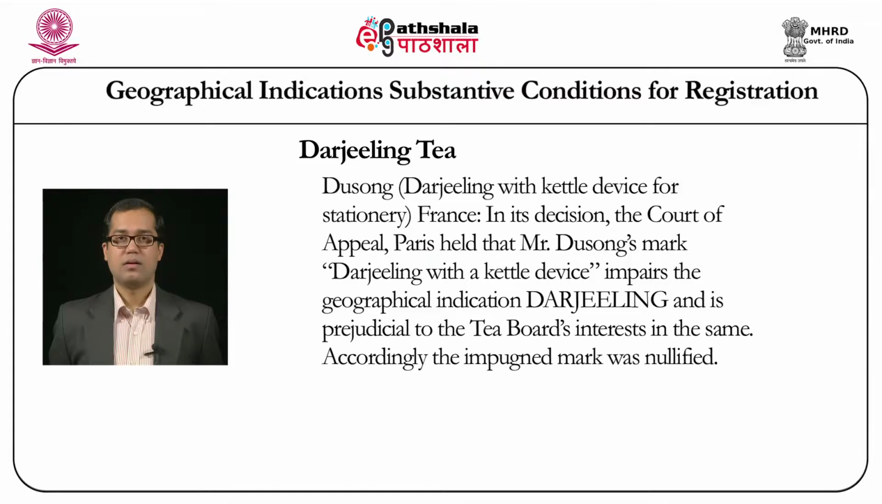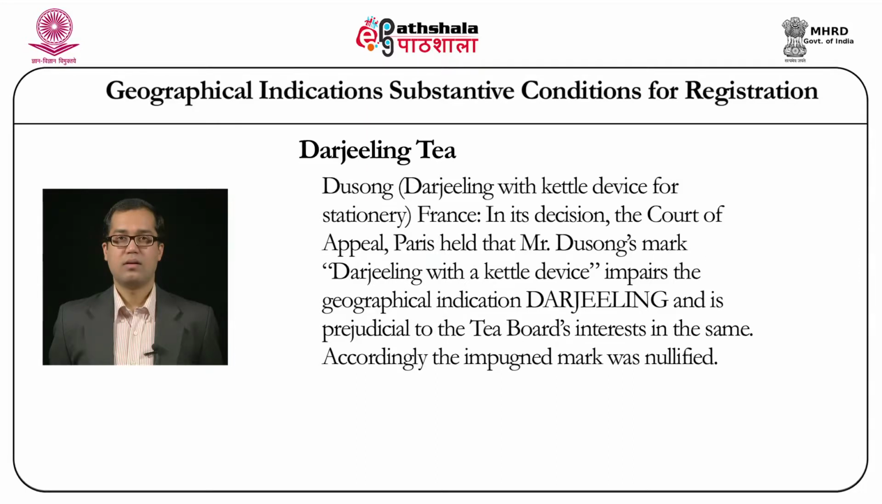The Court of Appeal of Paris on November 22, 2006 quashed the decision of the Court of First Instance rendered in August 2005, wherein the action filed by the Tea Board for dilution of Darjeeling against adoption of the mark Darjeeling with a kettle device in respect of classes 16, 35 and 41 by Mr. Dusong. In its decision, the Court of Appeal Paris held that Mr. Dusong's mark impairs the geographical indication Darjeeling and is prejudicial to the Tea Board's interests in the same. Accordingly, the impugned mark was nullified. Mr. Dusong has been restrained from using the same in any connection whatsoever.